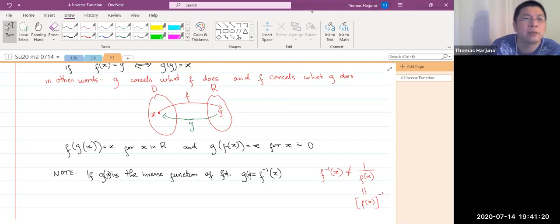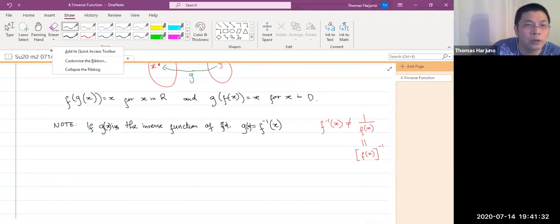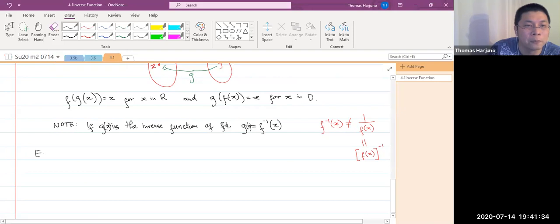Now, some exercise. I honestly get disturbed a little bit with my pen, the pen that I used to write here. It keeps on calling for another function that I don't call.